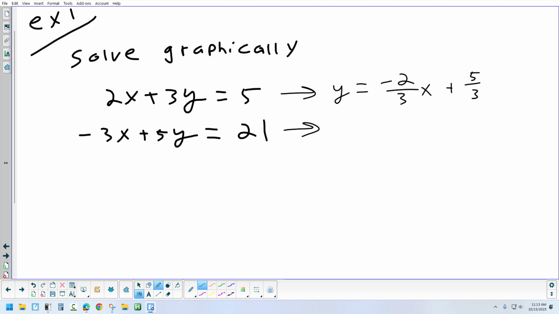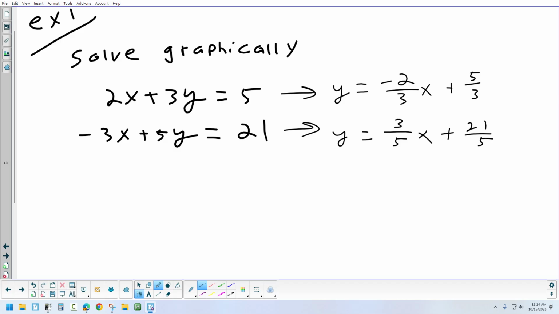How about for the bottom one? What are my 2 steps to get y by itself there? Add 3x to both sides, and then divide both sides by 5. So +3, divide by 5. That's your slope. And then you're going to have the 21 divided by 5.